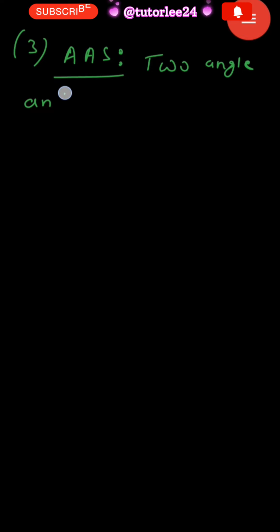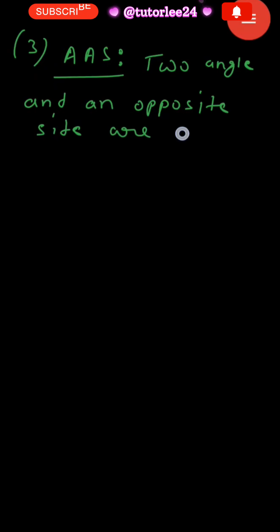Now the next condition is angle angle side congruency. According to this, two angles and an opposite side are equal. I will try to explain by diagram. Suppose these are the two triangles given.